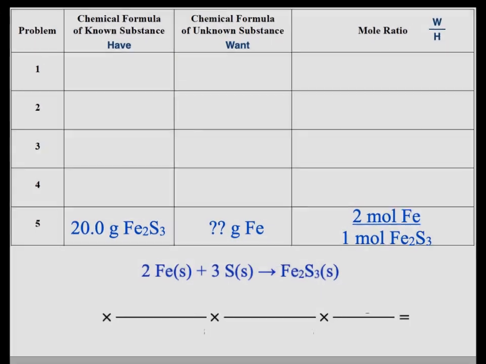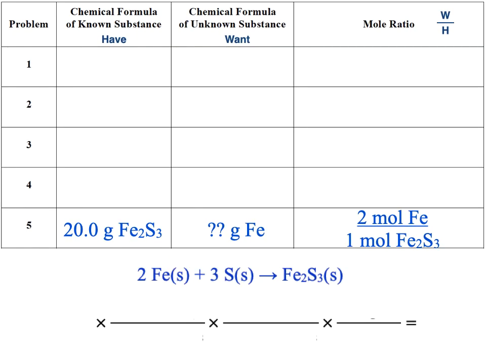Last but not least, number 5. This time, we are forming 20.0 grams of iron 3 sulfide. We want to know how much iron in grams we needed to get this. We have our mole ratio of 2 moles of iron over 1 mole of Fe2S3 from the balanced equation. I'm going to start by putting my 20 grams out front, and as always, we're going to divide by the molar mass. You know the drill. Yes, the molar mass is 207.9 grams. Since molar mass is on the bottom, 1 mole goes on the top.